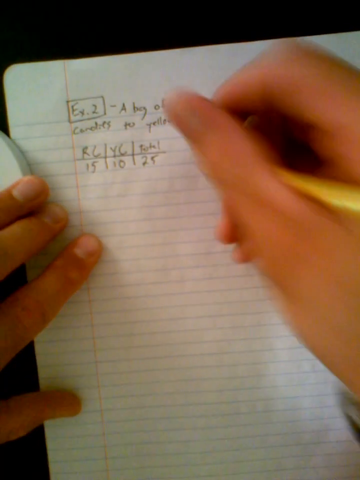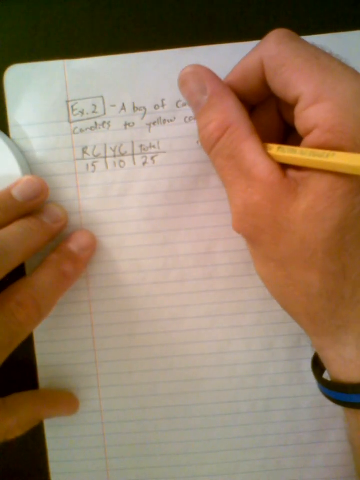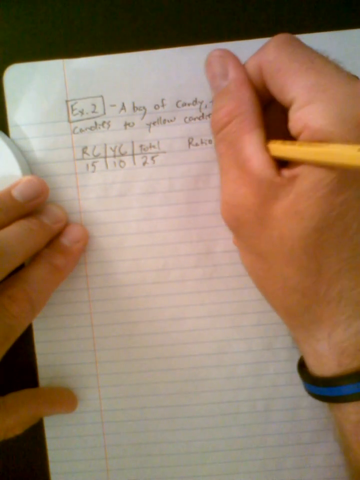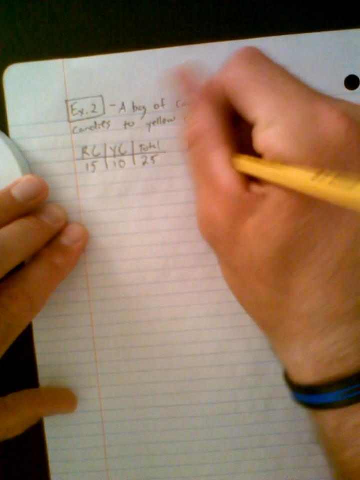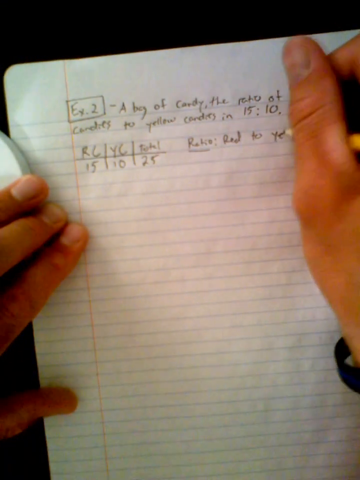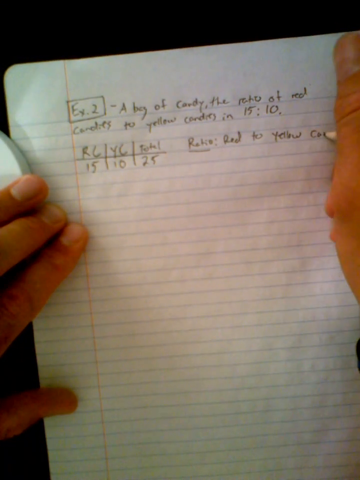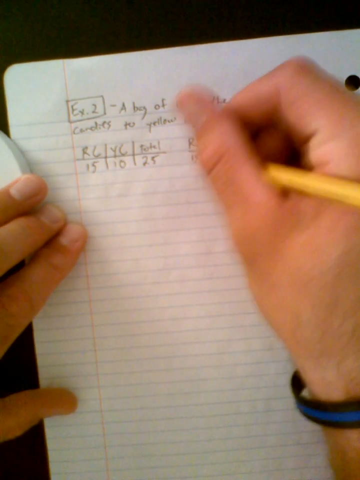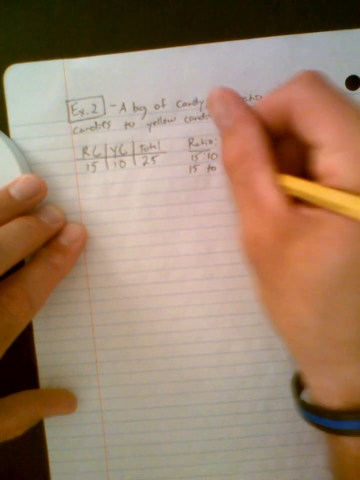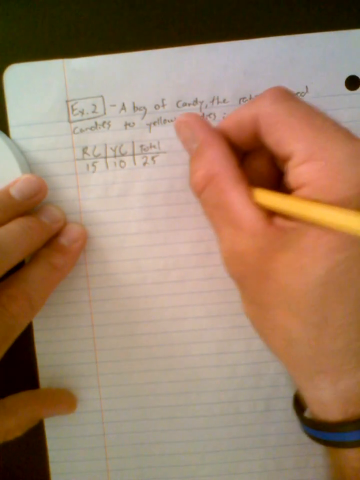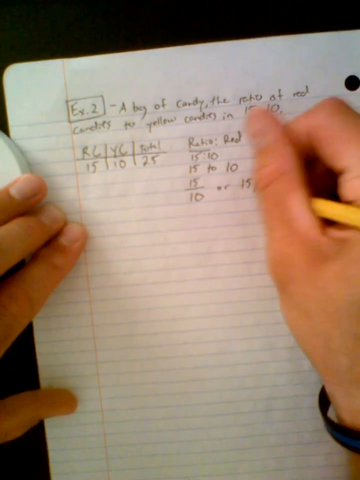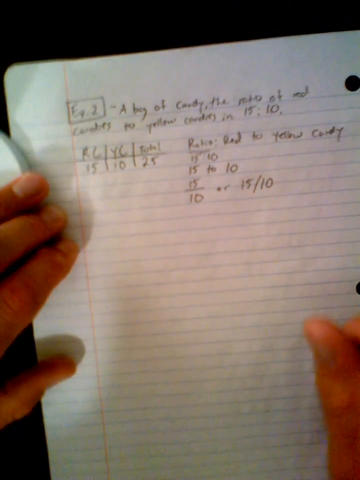And lastly, step 3 says write our 3 ways in which we write ratios. So go ahead and write ratio, which is red to yellow candy. And we have 15 to 10, and 15 over 10, or 15/10.